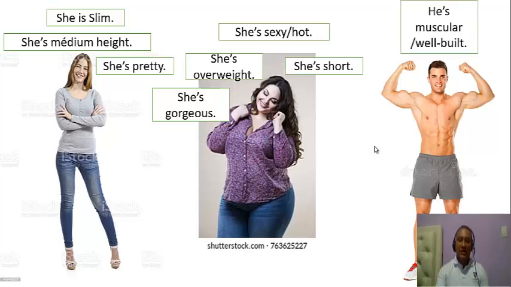We can say that he's muscular, or that he's well built. He's muscular and he's well built. Or we can also say that he's handsome, or that he's good looking. He's handsome, he's good looking. Very good.